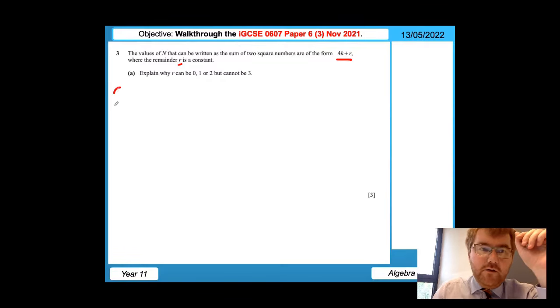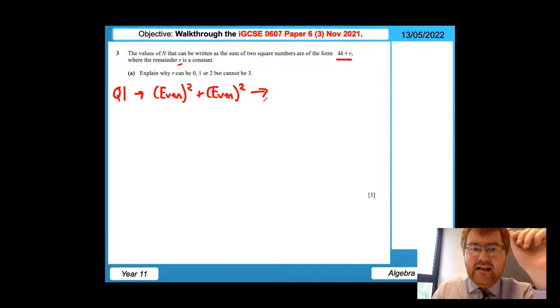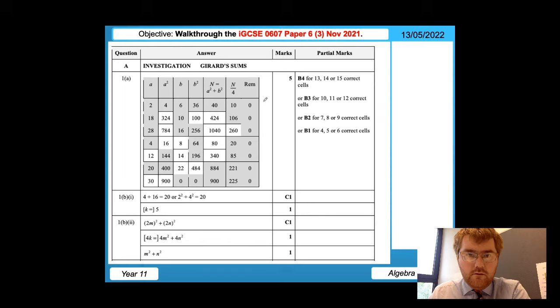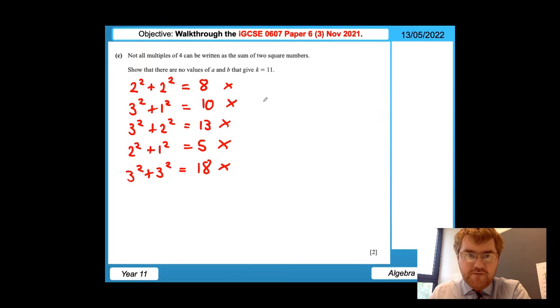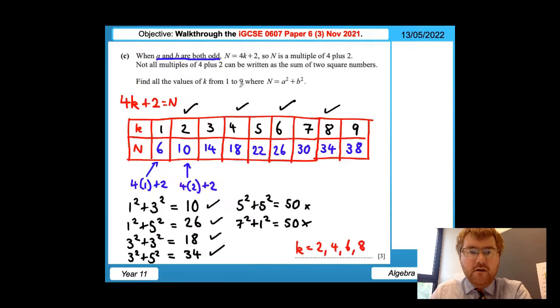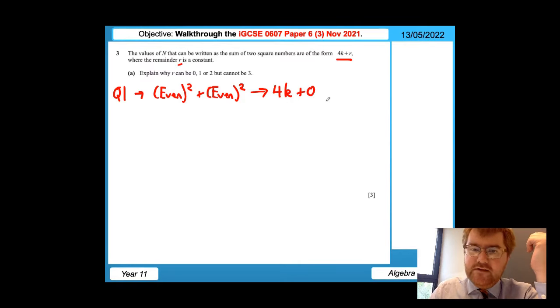So if we go back to question 1, we had an even number squared plus an even number squared, and that led to just 4 lots of k. So n is equal to 4k. I'm just going to write that down, use that information. So that gives us 4k, well, just plus 0, okay? So that's that situation. So it can be 0.